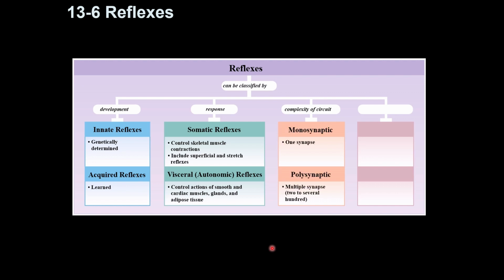And how many neurons are there? If there are two neurons, there is only one synapse, and that's called monosynaptic. If there are more than two neurons, that's called polysynaptic. Monosynaptic reflexes are a lot faster than polysynaptic ones. And based on the location where the information is processed, one is called spinal reflexes because they are located in the spinal cord, and the other is cranial reflexes, which are processed in the brain.